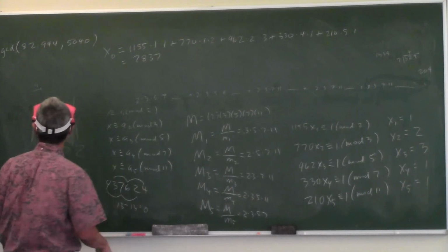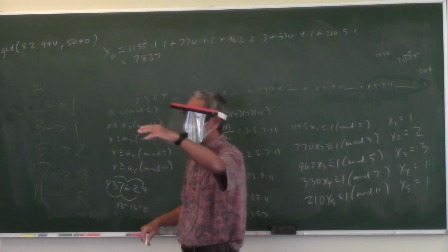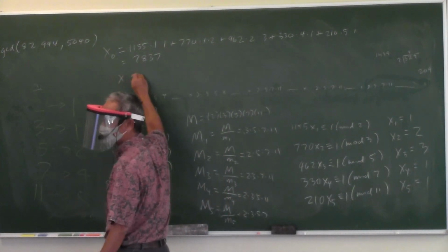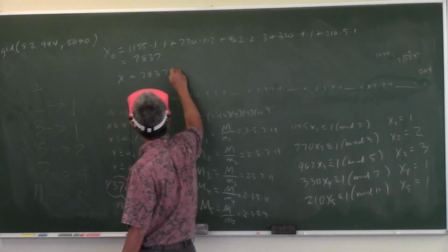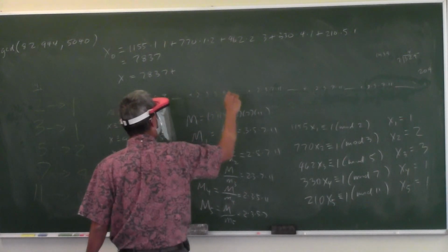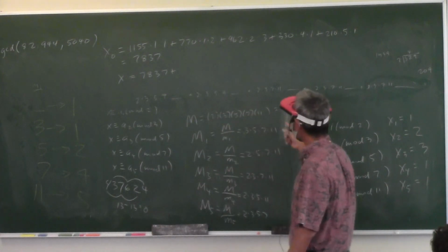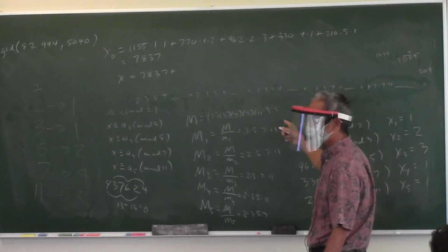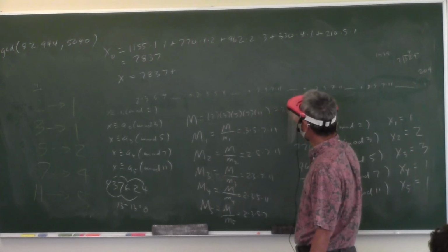Okay, and thus x is equal to x naught, 7837, plus a multiple of capital M. What is capital M? What is this number? That is 2310.